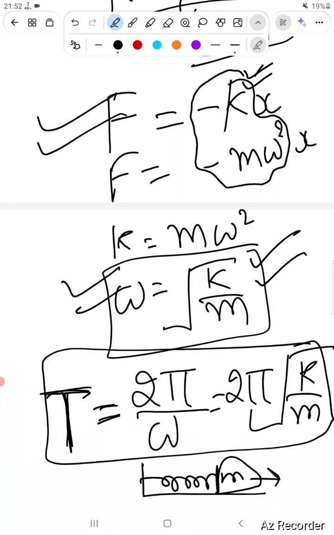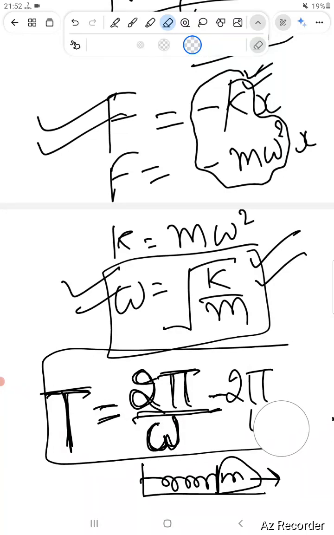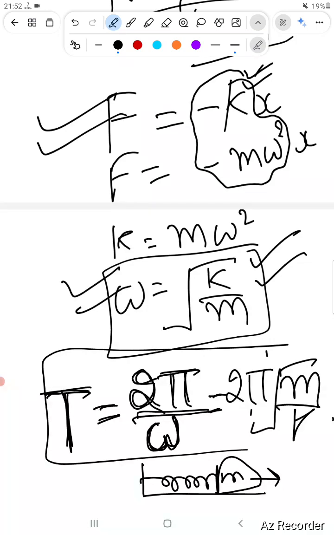Time equals distance, 2 pi, one complete cycle, upon speed, omega, the angular speed. The omega value is root of k upon m. So T equals 2 pi, sorry, here it will come out to be m upon k, because omega squared equals k upon m. So T comes out to be 2 pi root of m upon k. I hope this point is very clear to you.